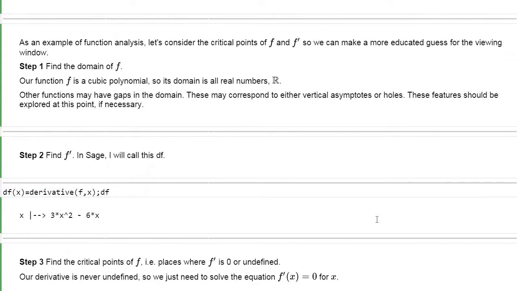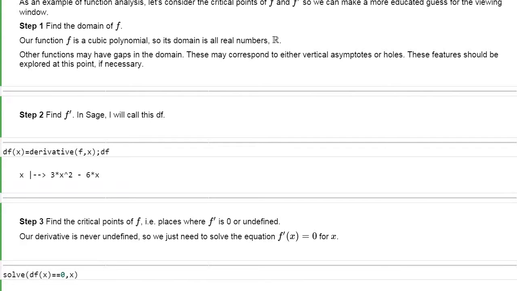Okay, so first off, we need to find the domain of the function. That's going to matter. In this part 1, we're just going to have domain all real numbers. In the next lesson, function analysis part 2, we'll talk about functions that have gaps in the domain, where you've got holes or vertical asymptotes to deal with. So none of those today. Today, all real numbers in the domain.